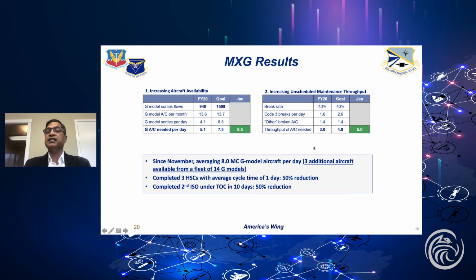And on the other side, when we release more aircraft to fly, more will break. So previously we would be able to fix 3 aircraft a day. Now we are fixing 5 aircraft. And of course, these are averages because some will be easy fix, some will be difficult fix. But on an average, the rate we are able to fix is 5. So on top of this, we have completed the HSCs from 2 days to 1 day. And the second ISO, in fact, we have completed in 10 days from the original 15-day plan. So as you can see, this is a step jump performance improvement, both from the ops side as well as in the maintenance side.